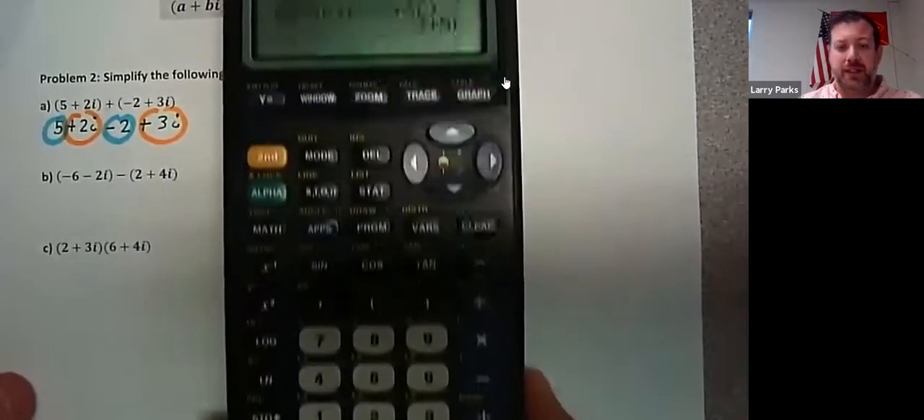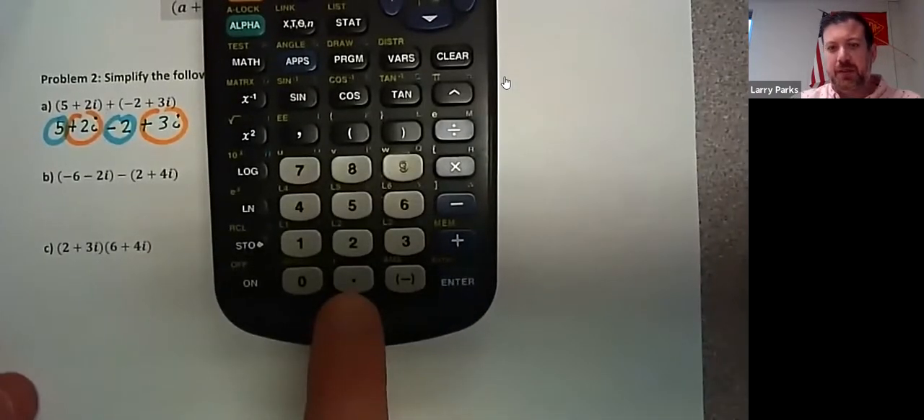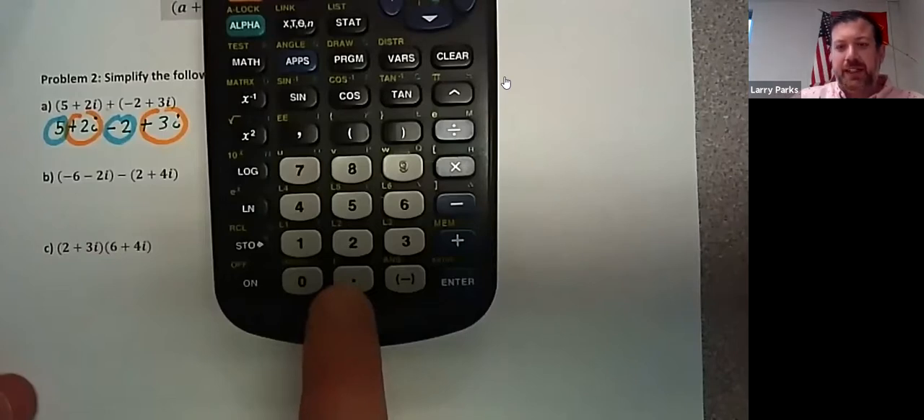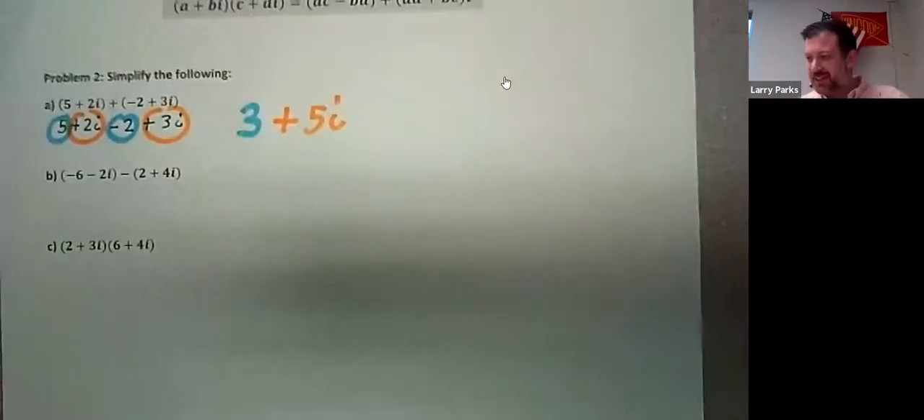Now, the only thing I need to show you real fast is where is the i? It's the period, or I should say decimal. And yep, that's right there. So you have to hit second and then the period, and that's where the i is. Or the i is right there, right? Another i over there. All right, next.